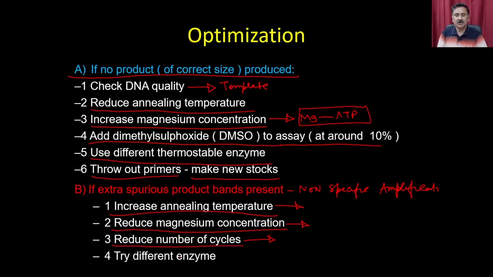Sometimes what happens is if you are running it for 30 cycles, 40 cycles, the enzyme becomes tired, or it starts making non-specific product. So in those cases, you can reduce the cycles, and you can also start using a different enzyme like Pfu, so that there could be more specificity in the system, and that's why it is going to give you a better amplified product.